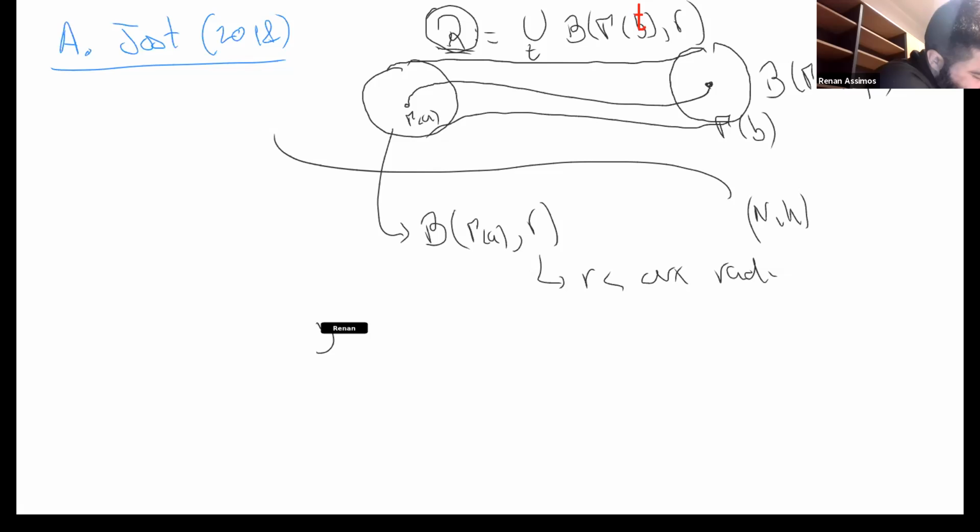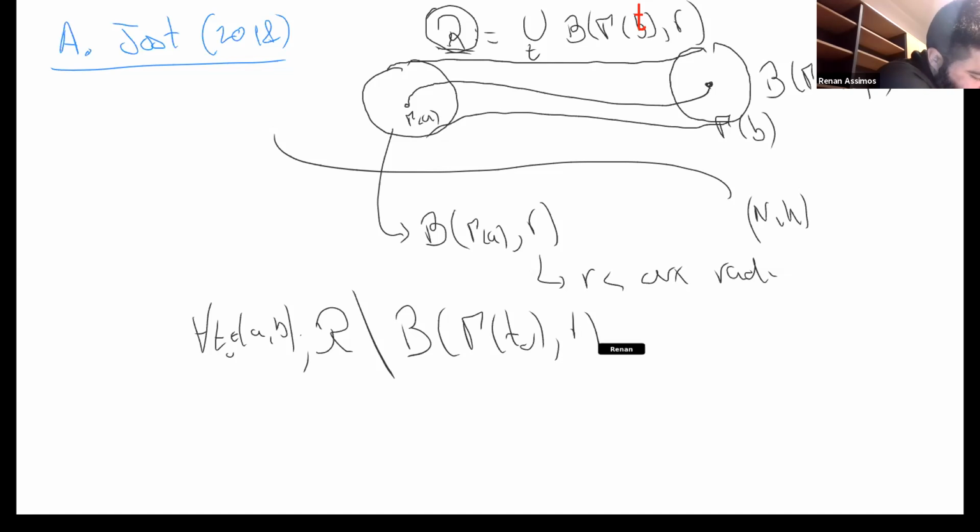So we suppose that R is such that, for every t which belongs to the open interval (a, b), we have that R without the ball at gamma(t0), radius R, is disjoint.